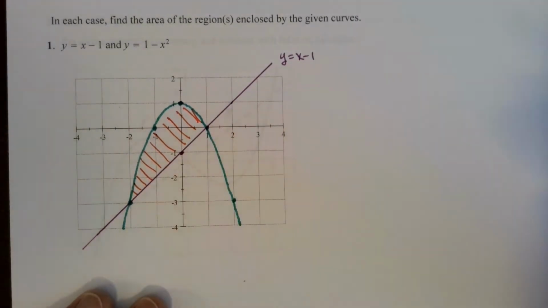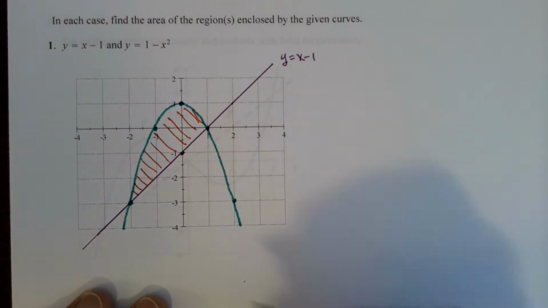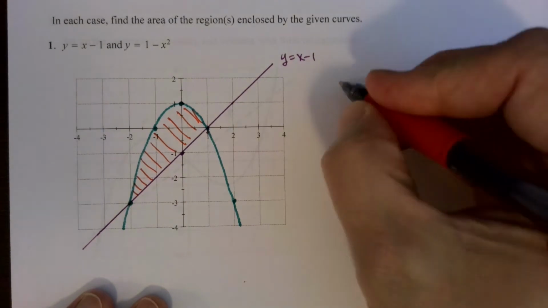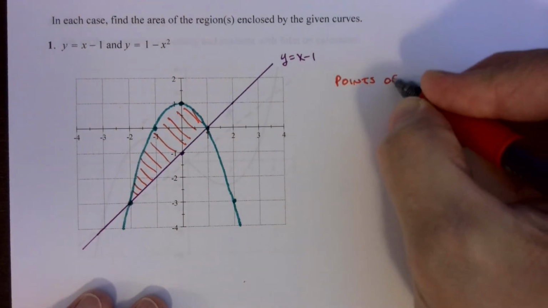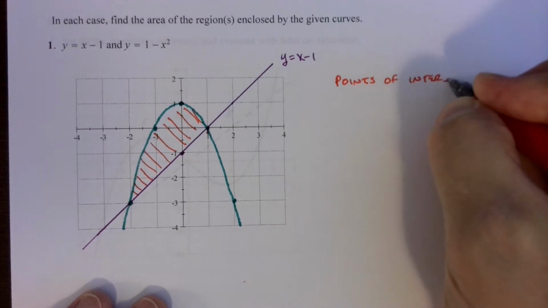And now from the graph you can clearly see where our points of intersection are, but in general you should find points of intersection algebraically. A lot of times they're not necessarily nice whole numbers.